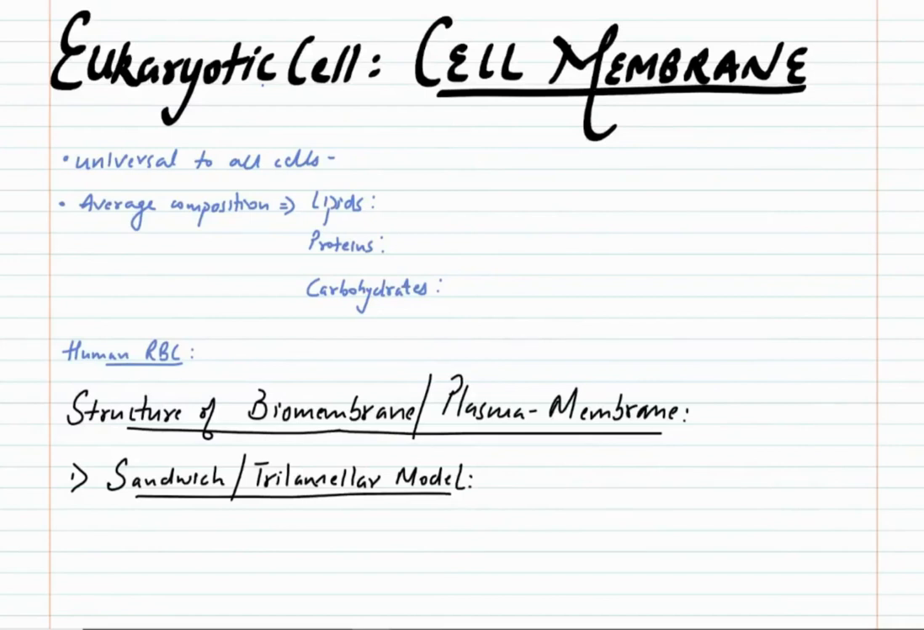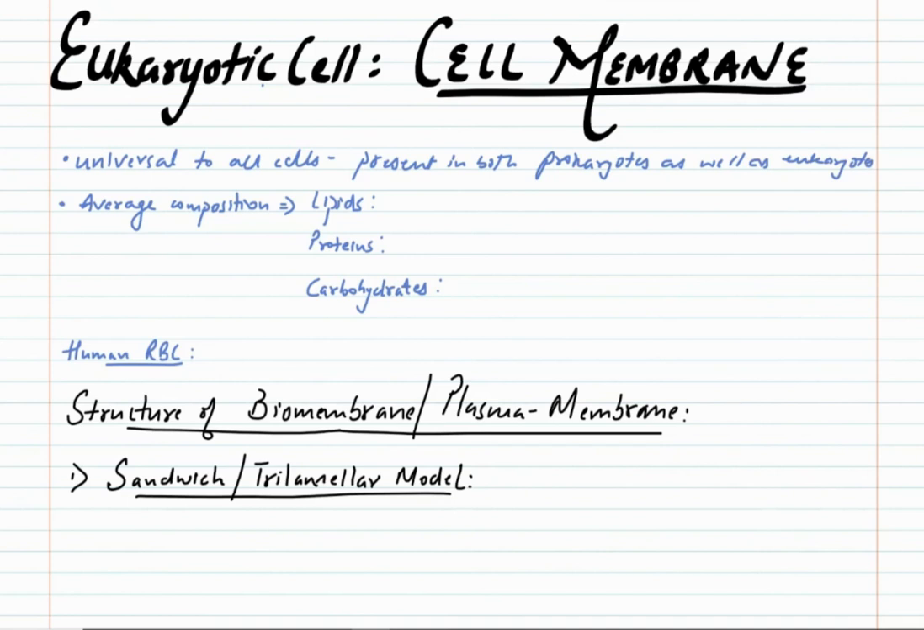In the previous video, we had discussed about cell wall. In this video, we are going to discuss about cell membrane. Cell membrane is universal to all cells, that is, it is present in both prokaryotes as well as eukaryotes.